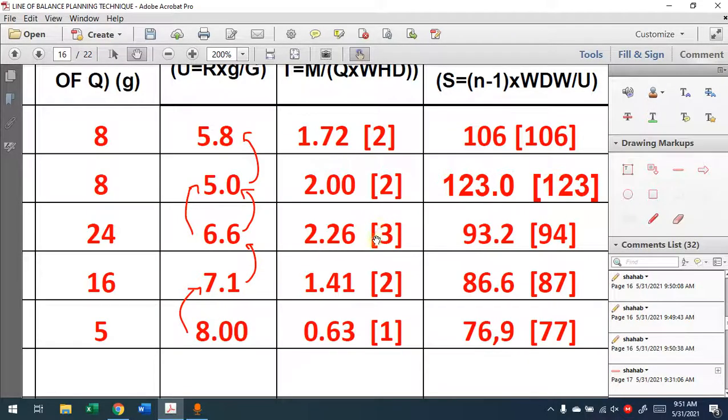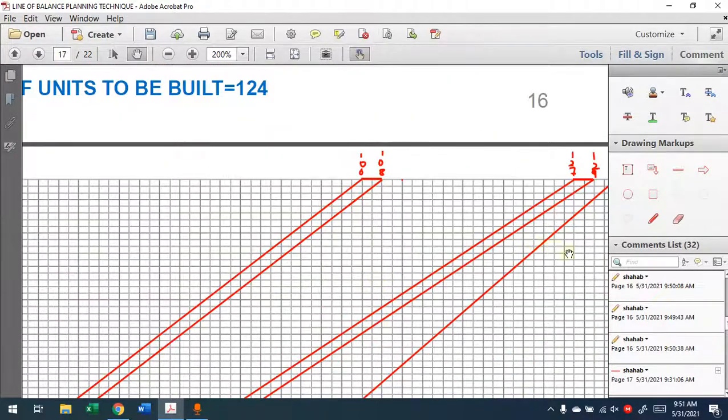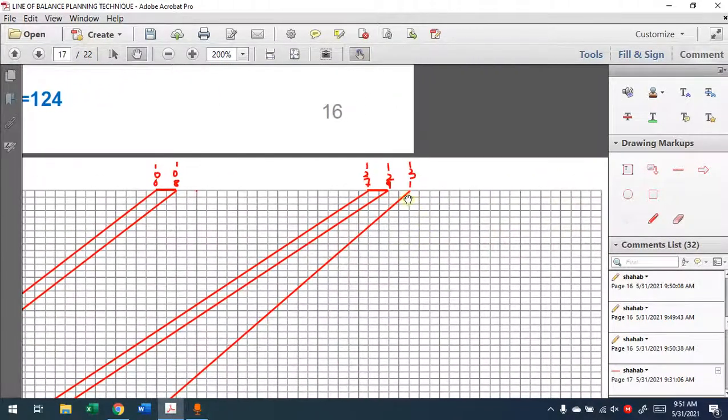Well, let's do this one. 3 days is the duration of it. So what will we draw? We will draw another line with a 3 days difference between them.